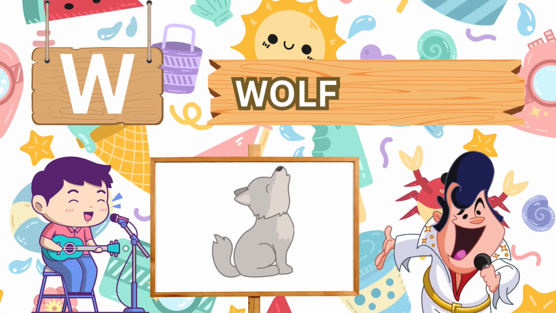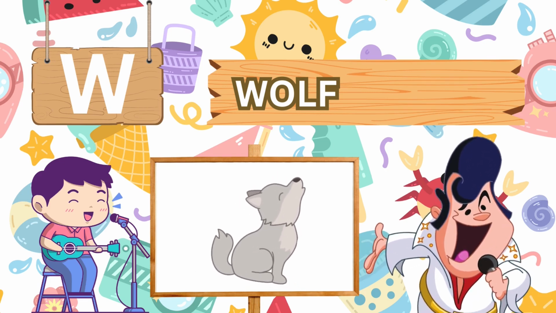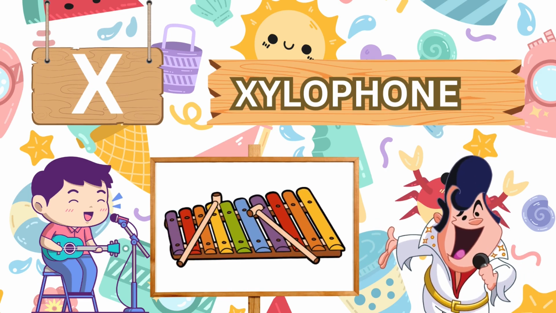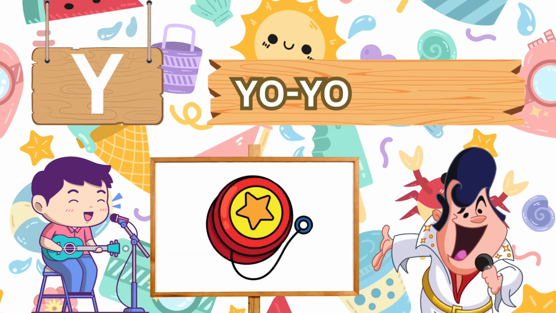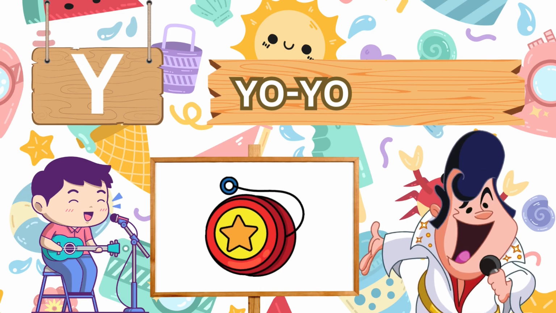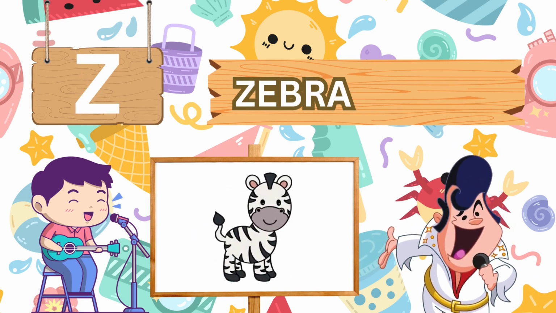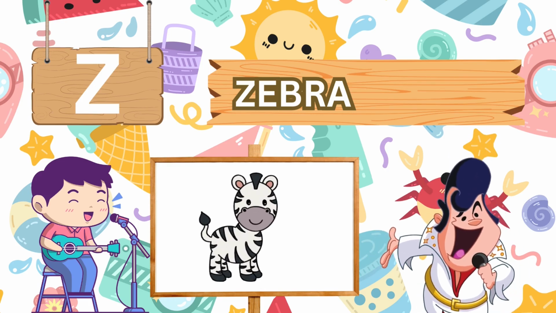This is the letter W. W is for wolf. Say again, wolf. This is the letter X. X is for xylophone. Say again, xylophone. This is the letter Y. Y is for yo-yo. Say again, yo-yo. This is the letter Z. Z is for zebra. Say again, zebra.